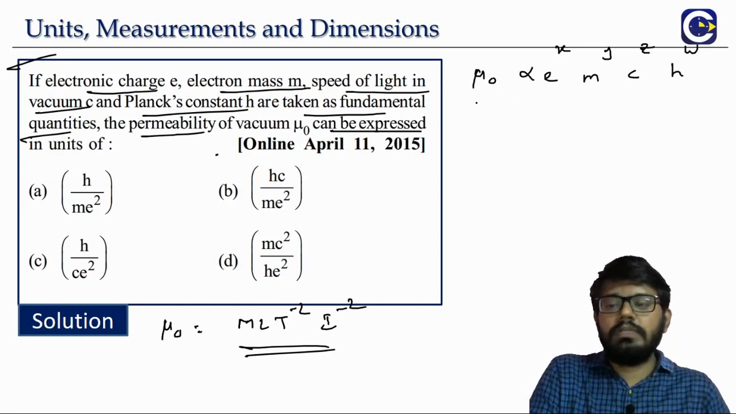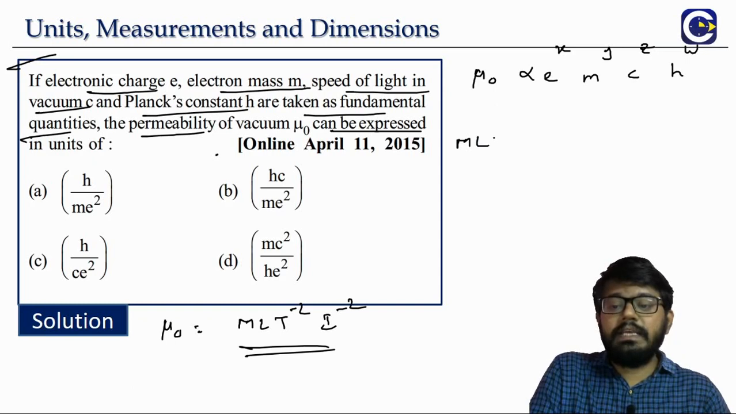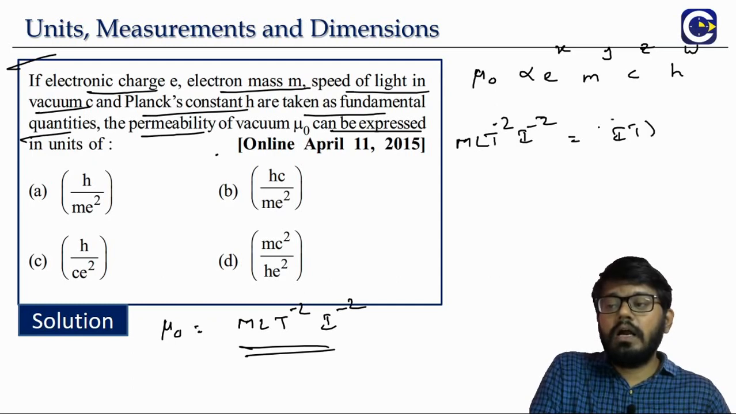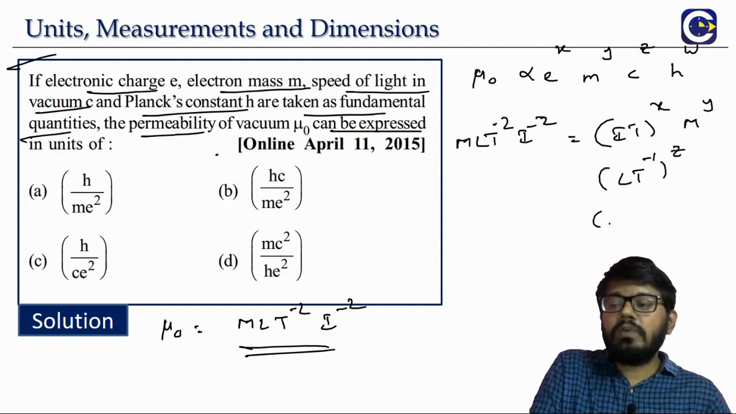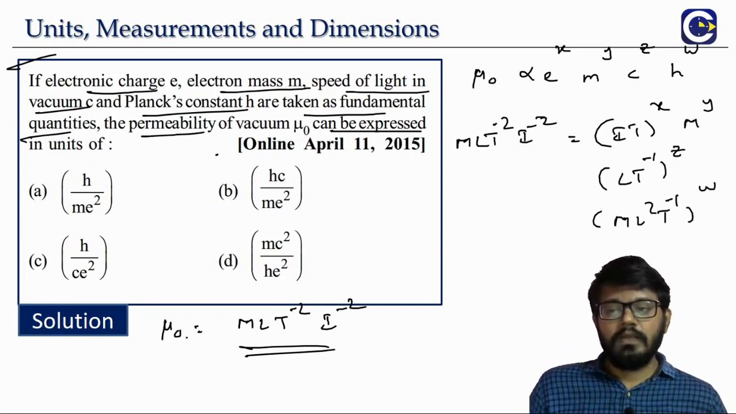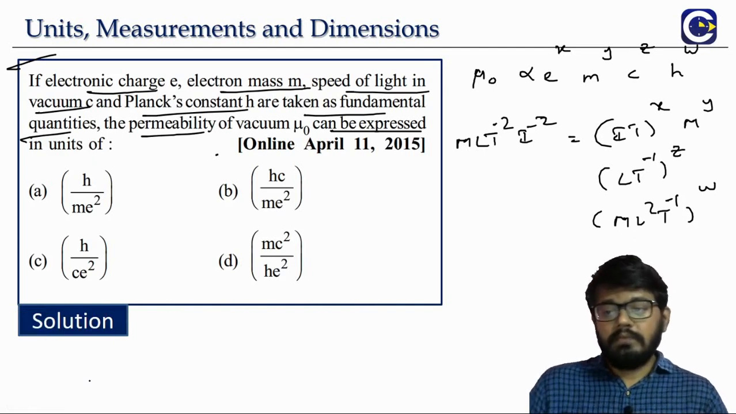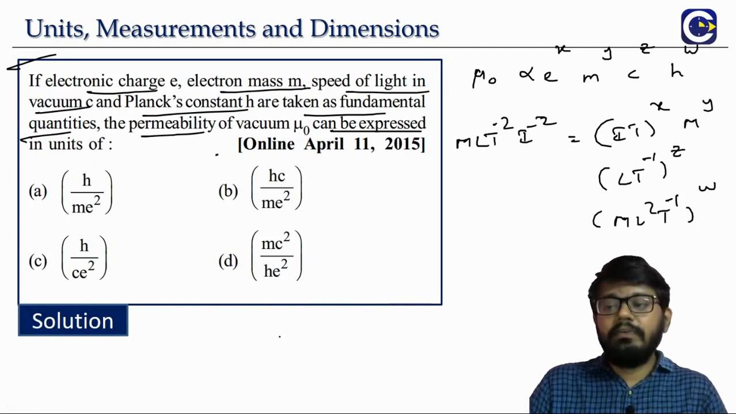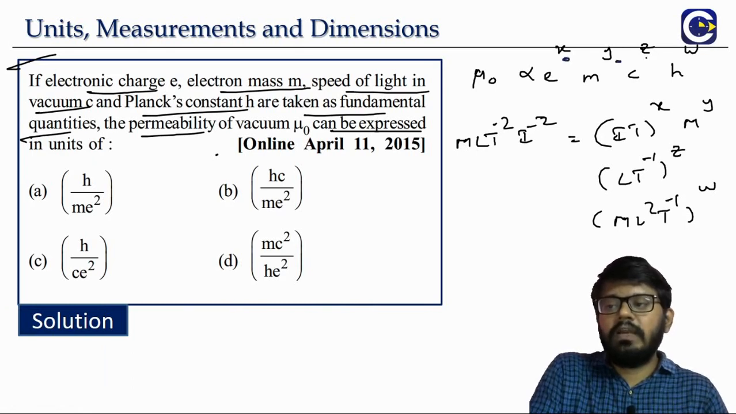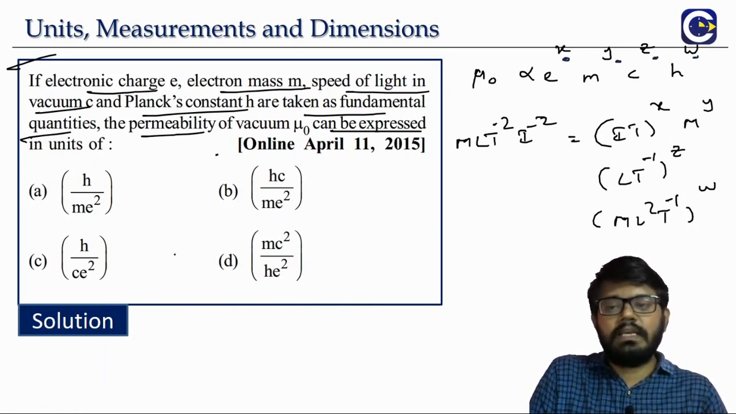This is the dimension approach, right? Then we will just have to substitute the dimensional formulas. Left side MLT^-2 I^-2 is equal to E, which means IT, whole power X. M means M only. C means LT^-1, speed, power Z. Then h is Planck's constant, ML^2T^-1, whole power W. After this, what we have to do? Once we express it, we have to equate the powers of M, L, T, I on both sides. The task here is to find the values of X, Y, Z and W. Then we will know the relation.